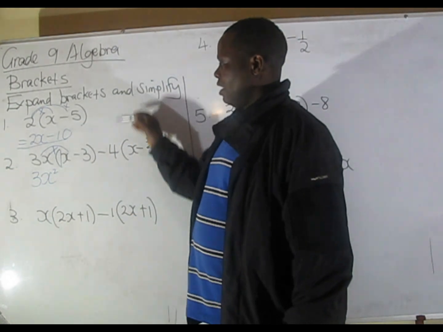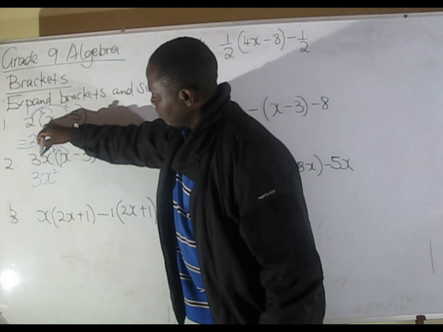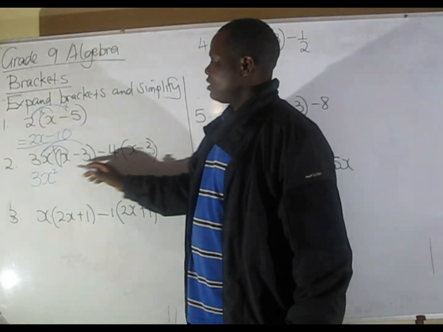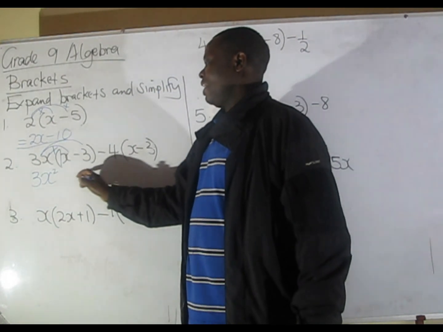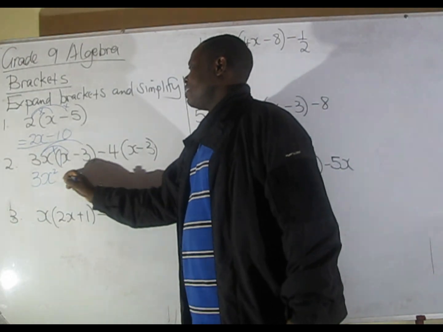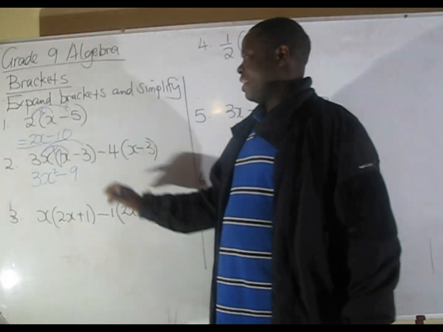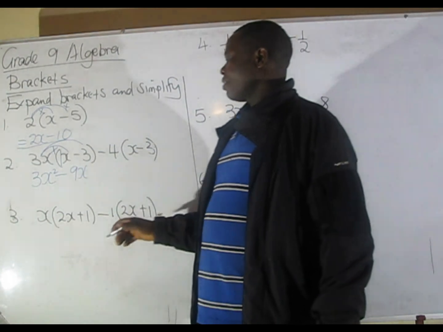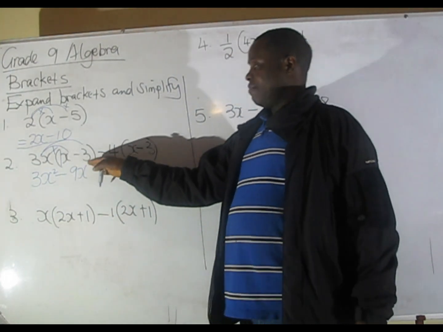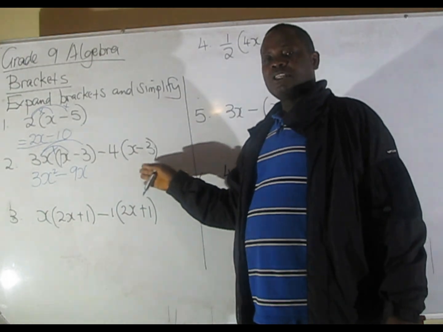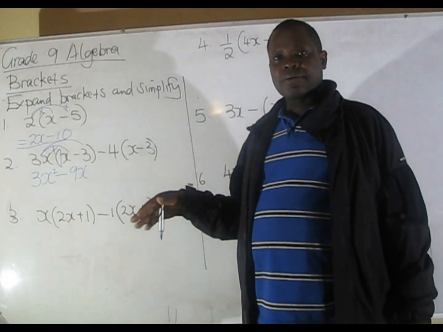Then I go to the next one and do the multiplication again. So this is 3x multiplied by negative 3. 3 times 3 is 9, so that gives me negative 9x as my answer. Then I'm done with the first set of brackets. I go to the next one and I do the same calculation.